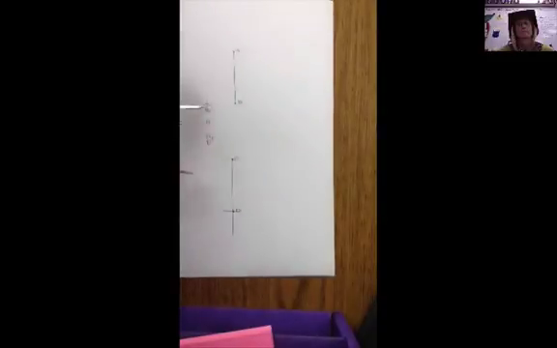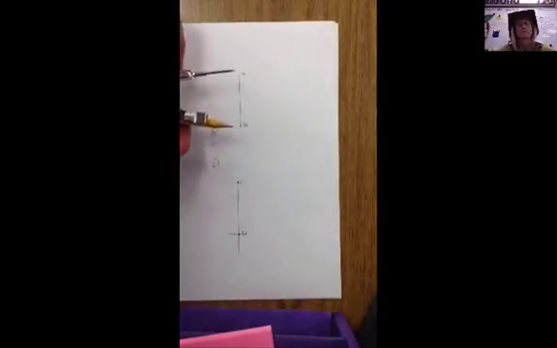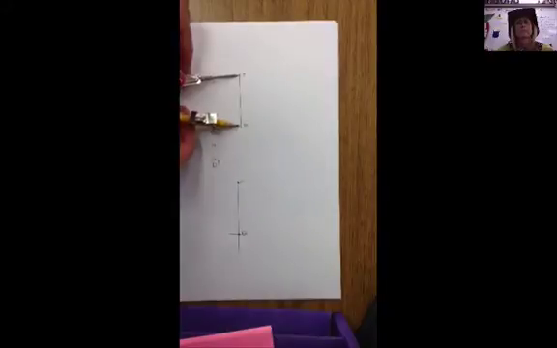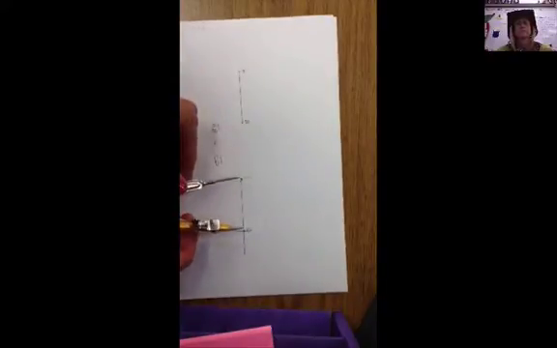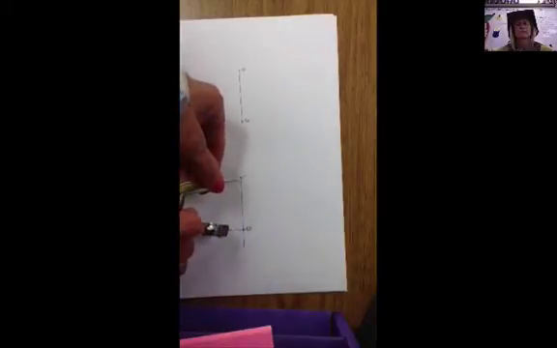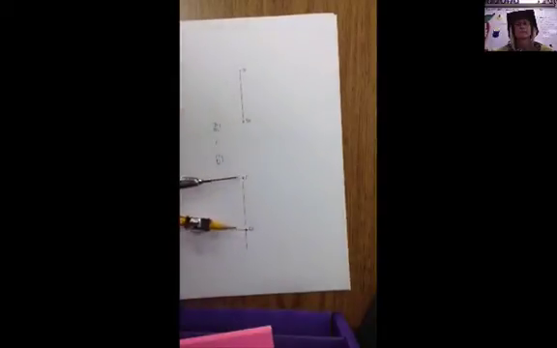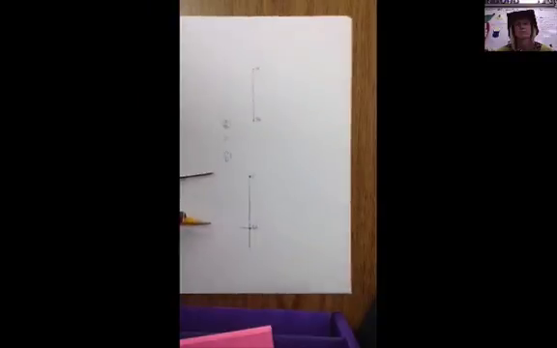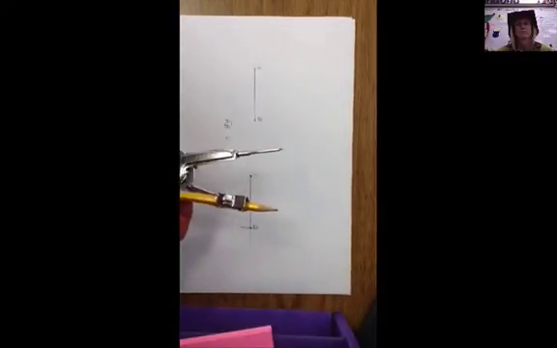Because I didn't need a ruler, I just used my compass. And I just figured out how wide that was. I came over here, I made a hash mark, or an arc rather, right there. And that's how I know that AB is equal to CD. So this is going to come in handy.